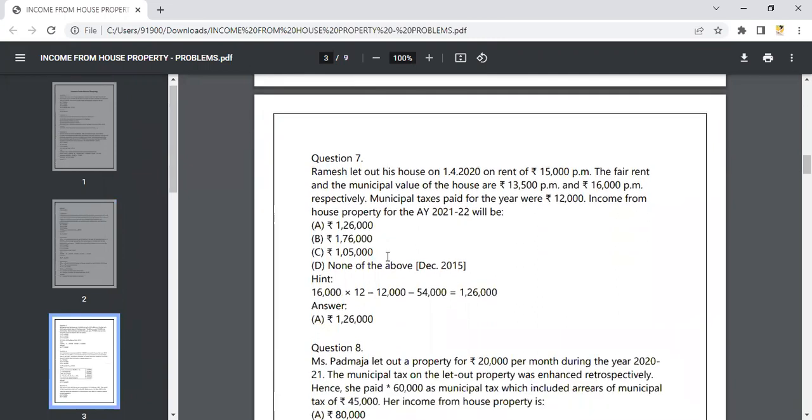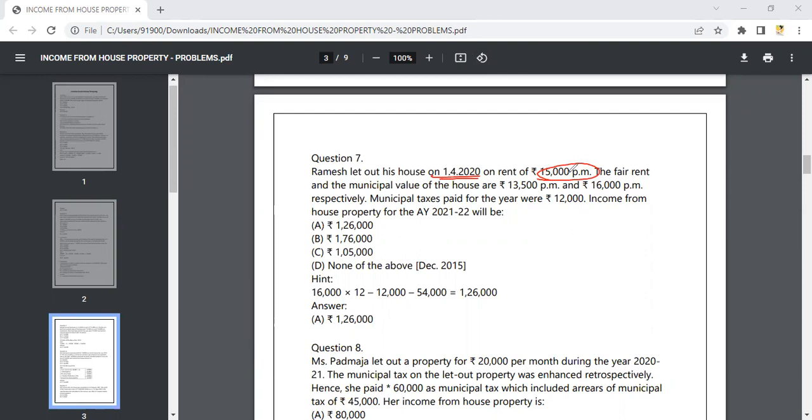And then the 7th question again. What is the 7th question they're telling? Ramesh let out his house on 1/4/20. So Ramesh has given his house on rent, that is on 1st of April 2020. He has given it for a rent of 15,000 per month.